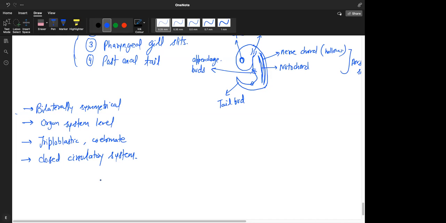In an open circulatory system, the blood is present everywhere in the body, and all the tissues and all the cells are directly bathing in the blood. Okay.